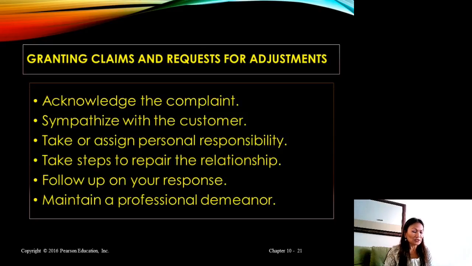Your specific response to the complaint depends on your company's policies for handling such issues, and on whether some third party is at fault. In general, take the following steps: acknowledge the complaint, sympathize with the customer, take or assign personal responsibility, take steps to repair the relationship, follow up with your response, and then maintain your professional demeanor.